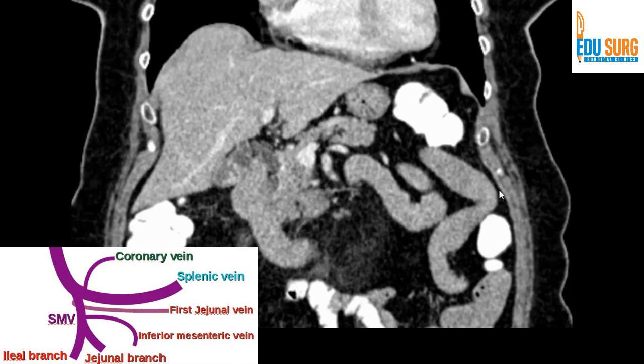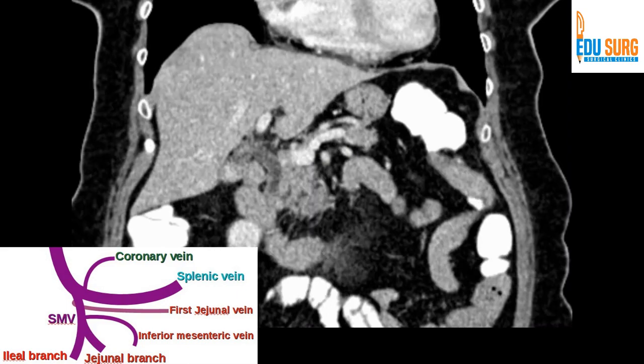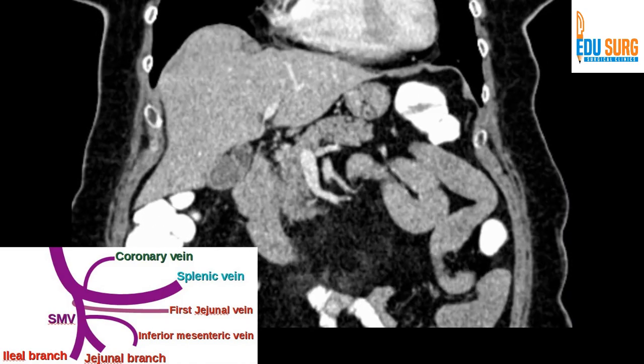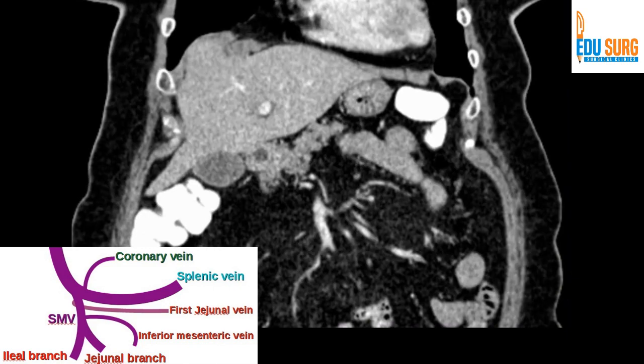Now the interesting part of inferior mesenteric vein is that it can open into the splenic vein, it can open into the superior mesenteric vein, or there can be a trifurcation in this area where the splenic vein, the superior mesenteric vein and the inferior mesenteric vein, all three open at the same point. So this is important anatomy, that inferior mesenteric vein opening you need to know during your surgeries.